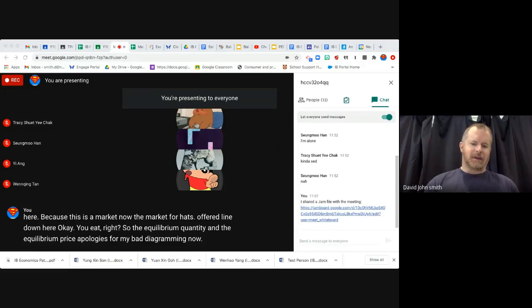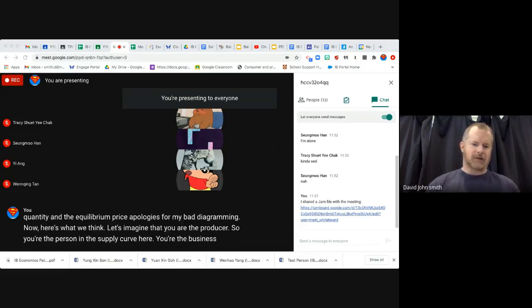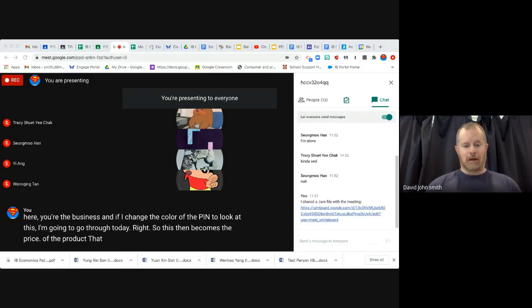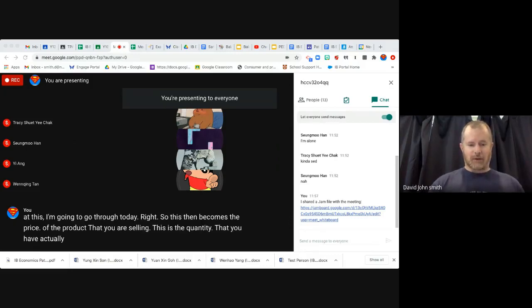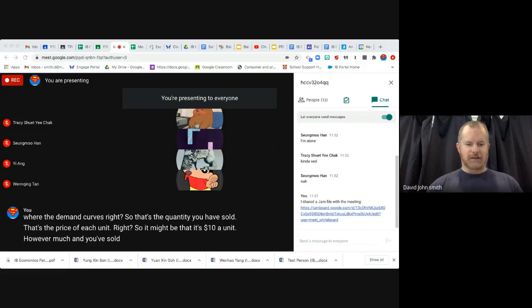Now, here's what we think. Let's imagine that you are the producer. So you're the person in the supply curve here. You're the business. And if I change the color of the pen to, oh look at this, blue today, this then becomes the price of the product that you're selling. This is the quantity that you have actually sold, because that's where the demand curve is. So that's the quantity you have sold. That's the price of each unit. So it might be that it's $10 a unit, and you've sold 1 million units, so that's $10 million for you. Woohoo!